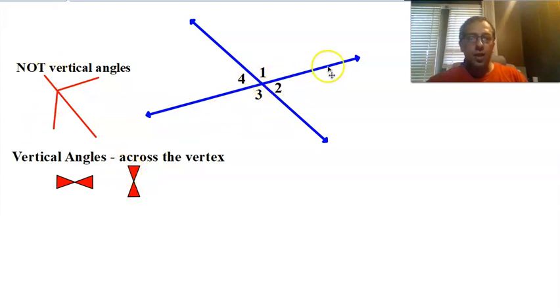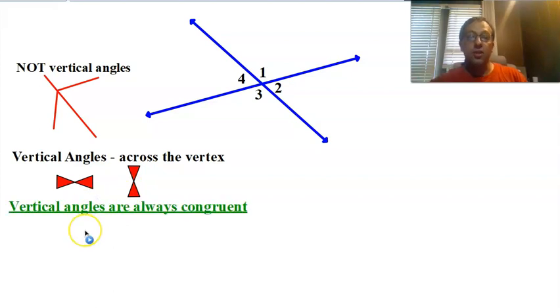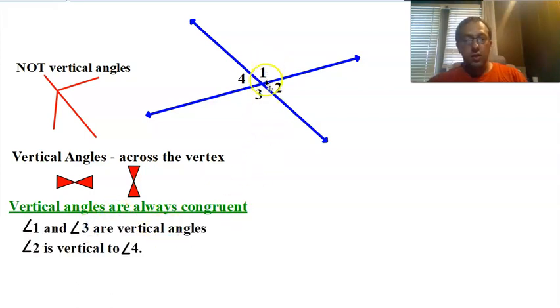Vertical angles will only happen if you have two straight lines intersecting. The actual definition is they are formed by two pairs of opposite rays. Okay? It's got to be straight lines. Notice that these two lines here, they don't go all the way across, do they? They're rays, they're not lines. So, another thing that's cool about vertical angles is they are always congruent. So your vertical angles are going to be congruent to each other. And here we have angle 1 and 3 are vertical angles, angle 2 and 4 are vertical angles.